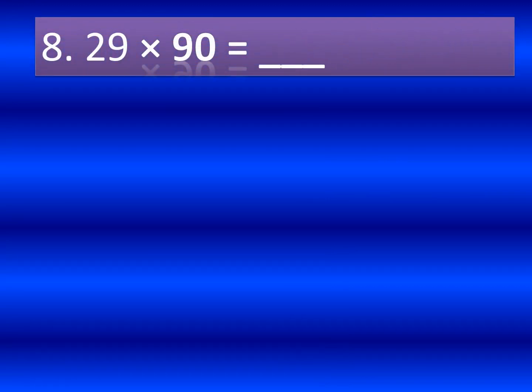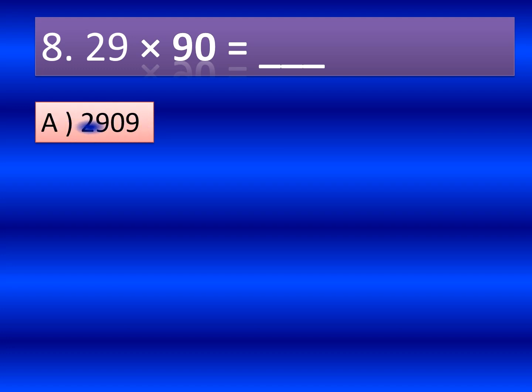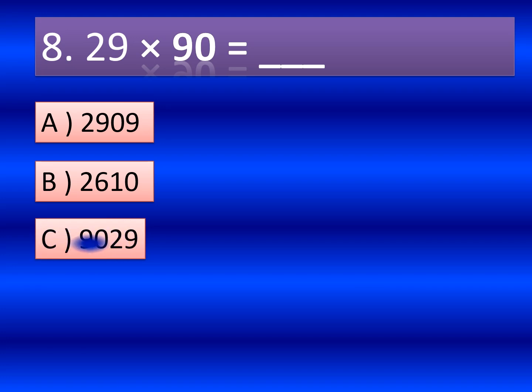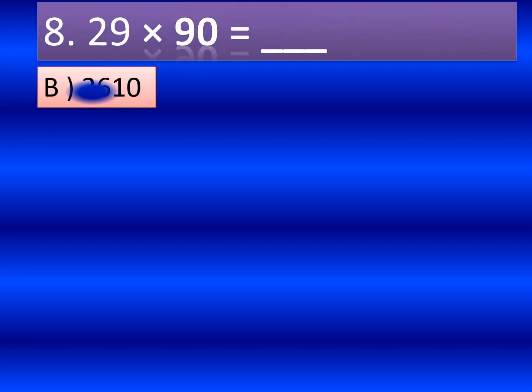The next question, 29 into 90 is equal to dash. Option A, 2909. Option B, 2610. Option C, 9029. The correct option is option B, 2610.